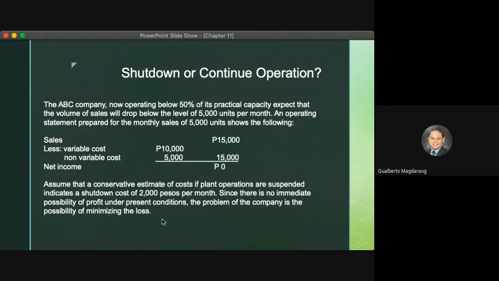So between 3,000 to 5,000, kunyari ang expected numbers of units to be sold next year is still 4,000, then continue operation. 3,500, continue operation. 3,000, indifferent ka, pwedeng continue, pwedeng hindi. 2,500, shutdown na. Kasi less than 3,000 na.